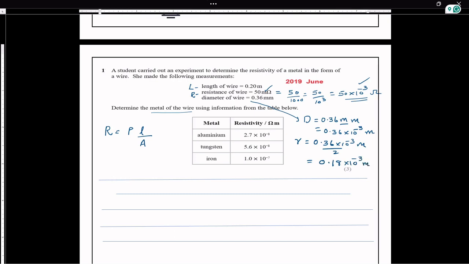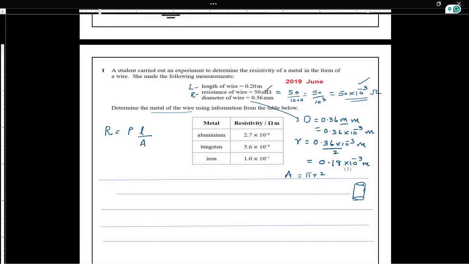Now, usually the wires are cylindrical in shape, so the cross-sectional area is like a circle. So we need the area of the circle. Area of the circle is pi r squared. So in our equation, we will substitute the value.